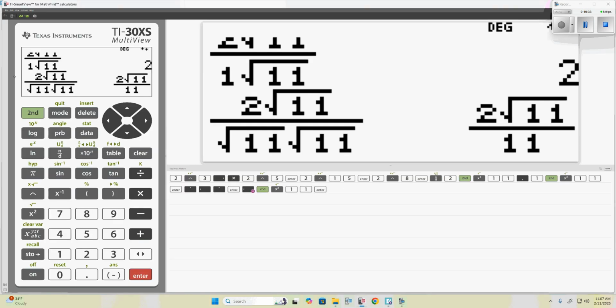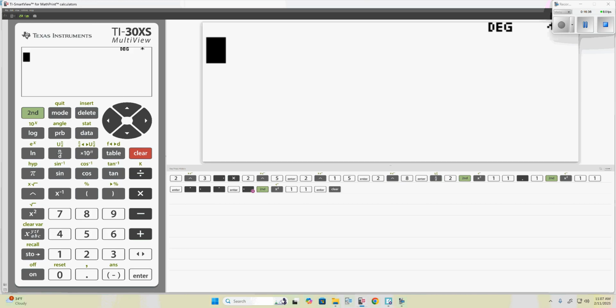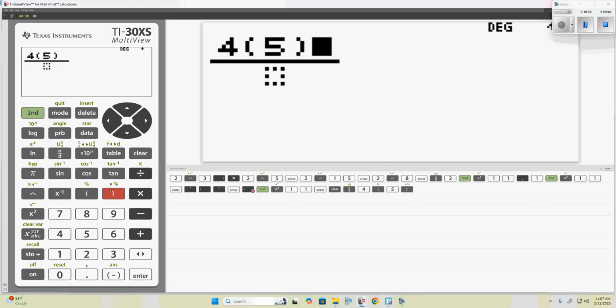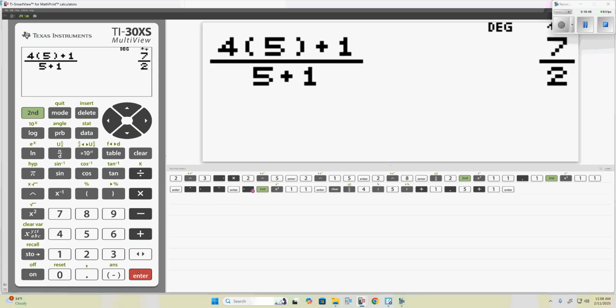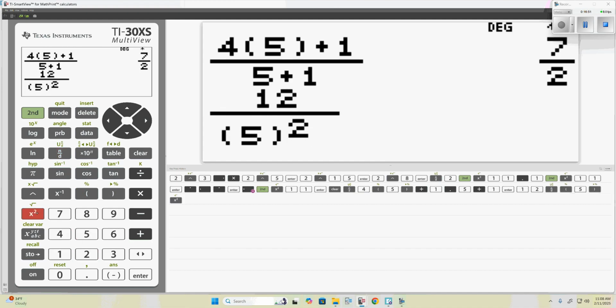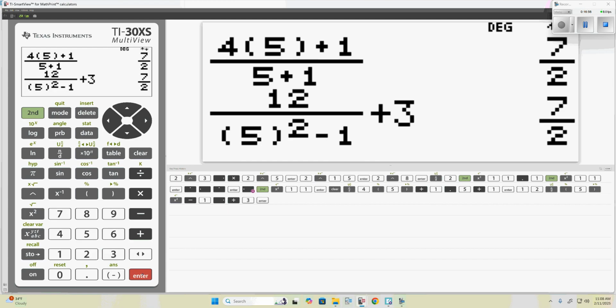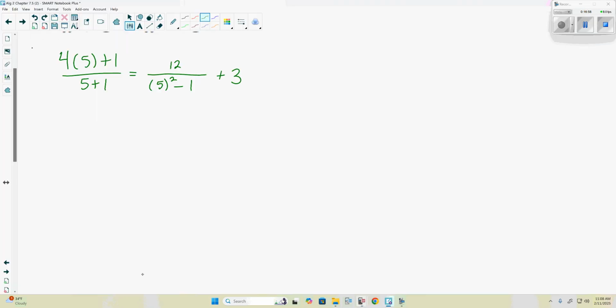At this point here, we could grab the calculator. Fraction 4 times 5 plus 1 over 5 plus 1 gives 7/2. On the other side, we have 12 over 5 squared minus 1 plus 3, which is 7/2. So this here is telling us that 7/2 is equal to 7/2. That's a true statement, so that works. The other is negative 2.